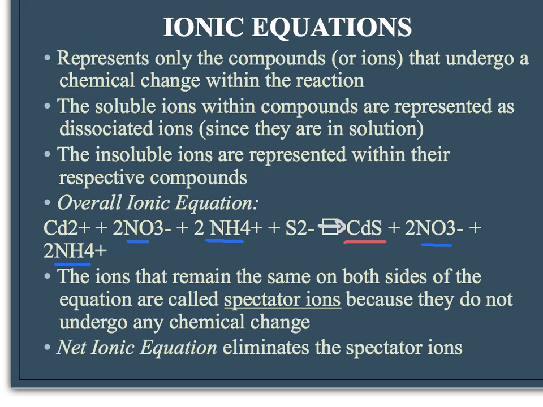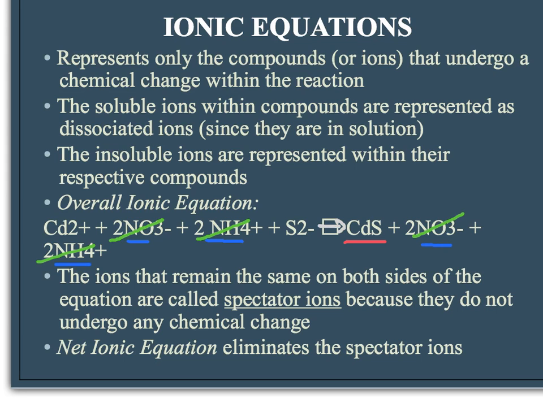When we condense the overall ionic equation down, we can eliminate anything that is not involving a chemical change. And so what that would look like is this. So nitrate is on the left and it's on the right. Ammonium is on the left and it's on the right. So we're going to get rid of it.